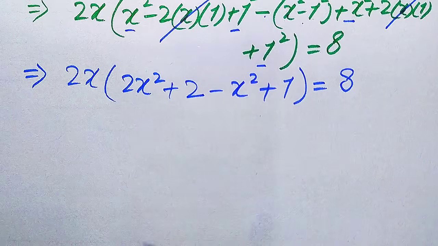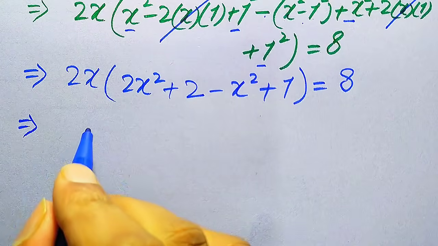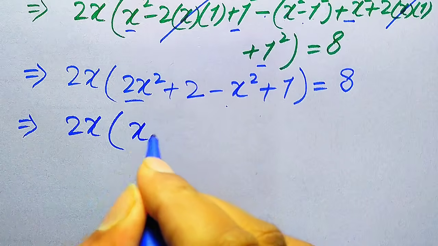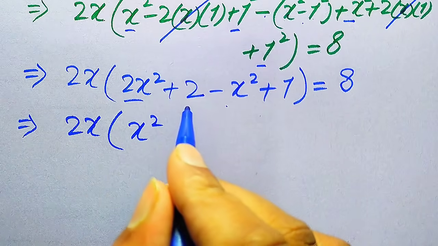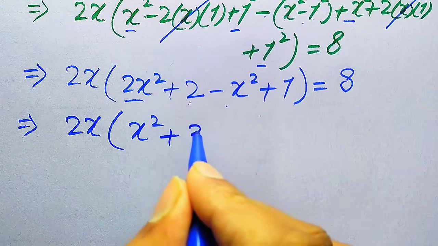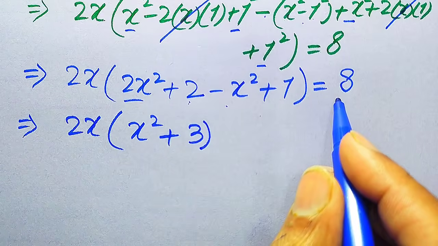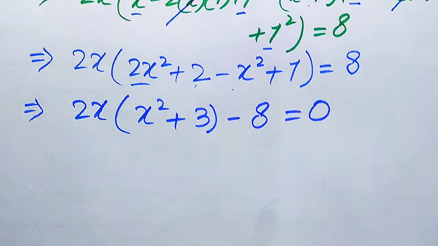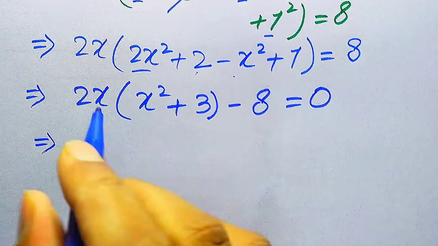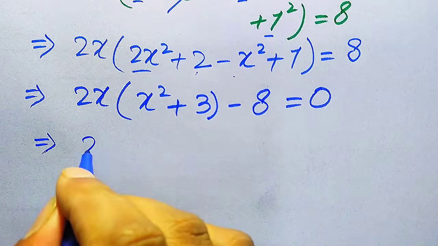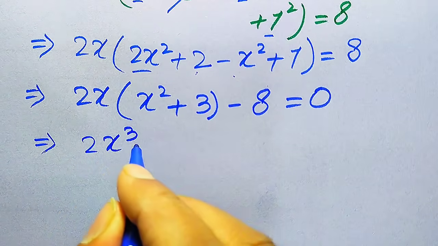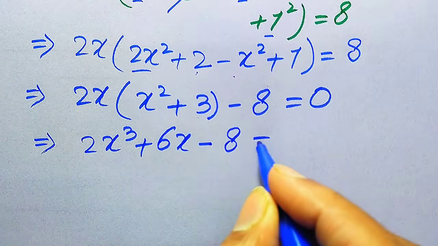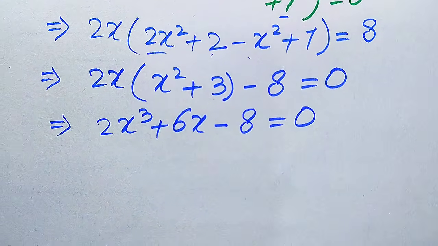So further in the next step we need more simplifications, and here we have 2x times (2x² - x² becomes x², and 2 + 1 becomes 3), and we move this 8 from the right hand side to the left hand side, this positive 8 becomes negative 8, and this whole equation is equal to 0. And here we multiply 2x separately on both of these values and it becomes 2x³ + 2 times 3 becomes 6x, minus 8, and this whole equation is equal to 0.